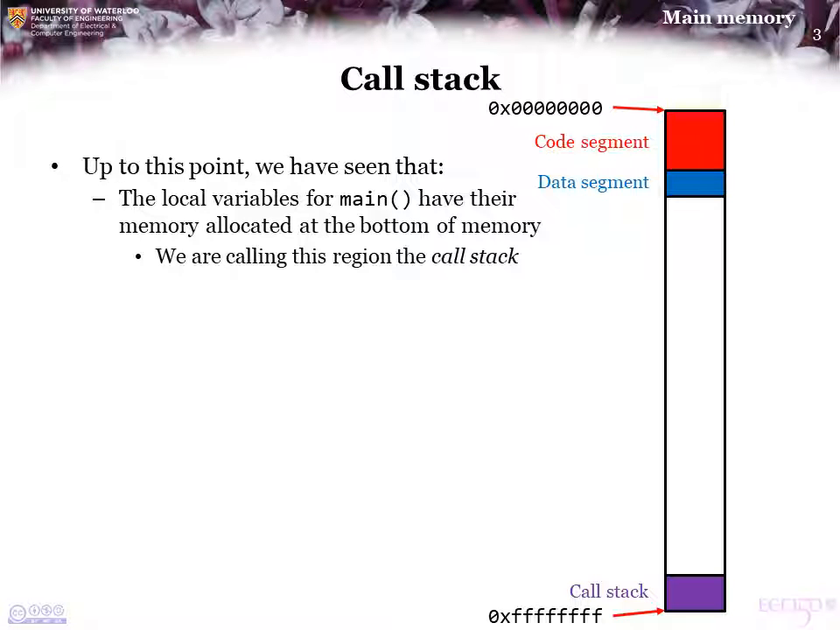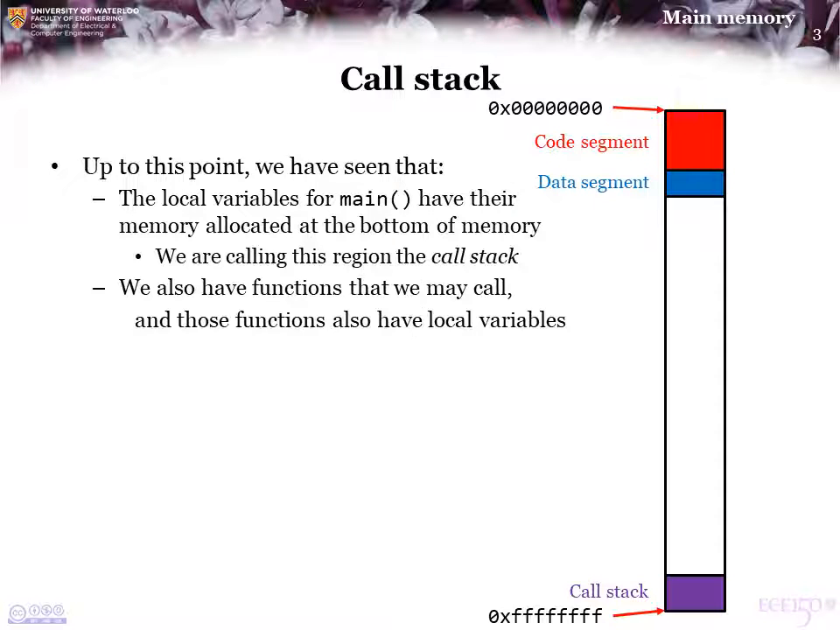Up until now we have seen that local variables for main have their memory allocated at the bottom of memory. This is the region called the call stack. Now, from main, we have functions that may be called, and those functions will have parameters and local variables.